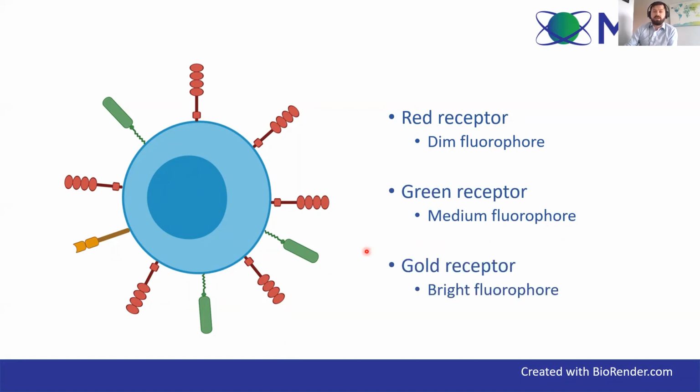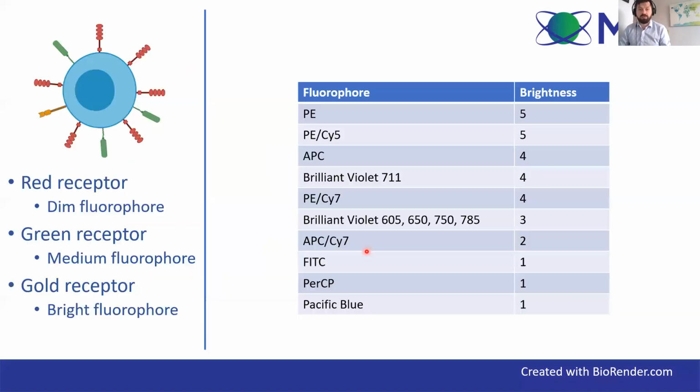But then we've got our gold receptor, which is very, very rare, with very few copies per cell. So we're going to pick a nice bright fluorophore to make sure that we pick up any of our gold receptor that might be there, or pick up any differences between our treatment groups. So we know what types of fluorophores we should use for each of our markers.